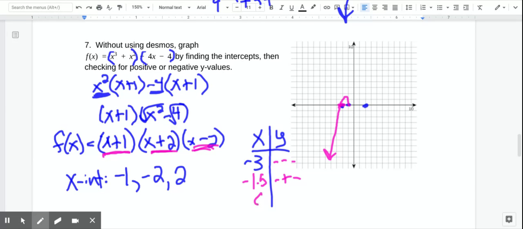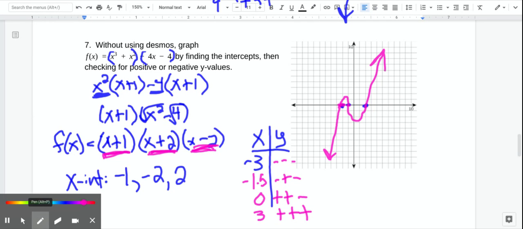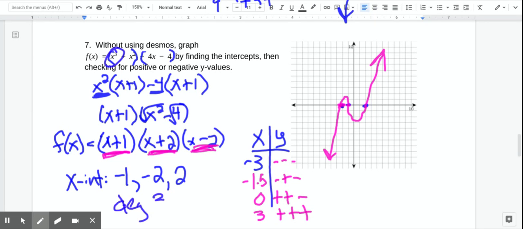Then I'm going to plug in something like 0. That's going to give me a positive and a negative. So that's negative here, and then we have to turn and get that point. And then I need to plug in something over there, maybe like 3, which will give me positive, positive, positive. Again, this was a degree 3. Remember, we started with a degree 3. So at most, it's going to have 3 intercepts, which it does. And at most, it's going to have 2 turning points, which it does.